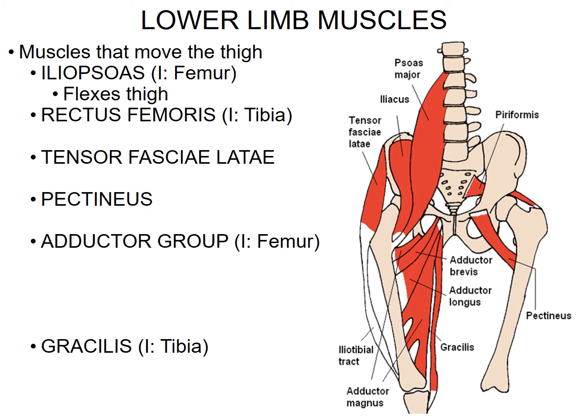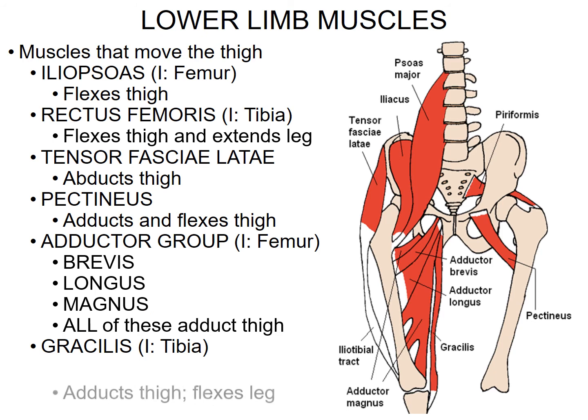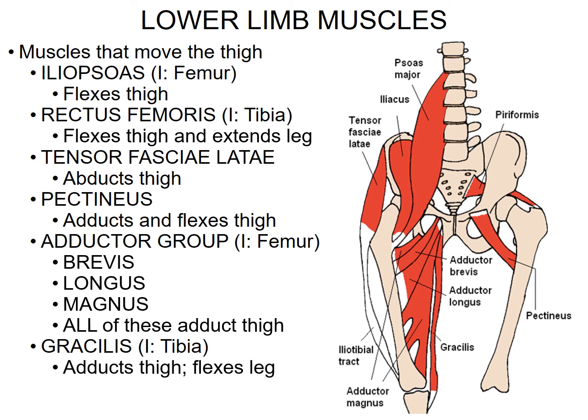actions. Iliopsoas flexes your thigh or flexes your hip, and we're going to talk about all of these. And we're actually missing the gluteus muscles. We'll talk about that on the next slide. So we're going to get to all of these.